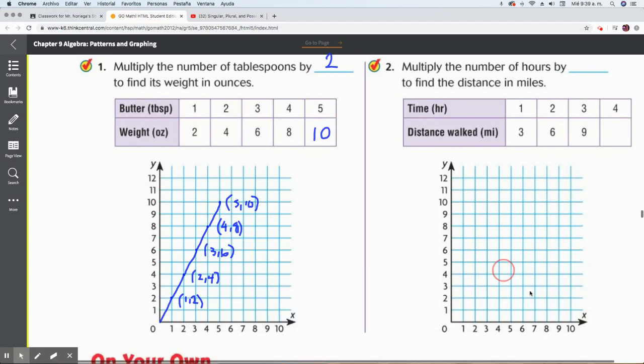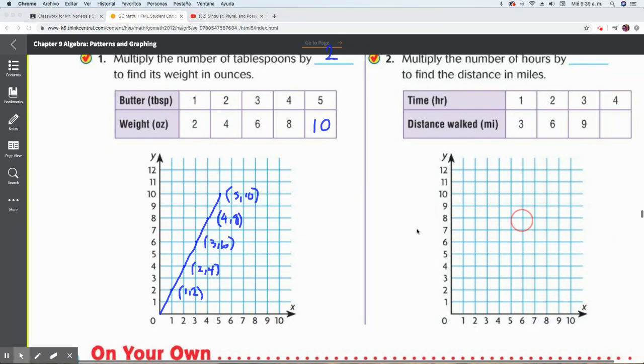Okay, number 2: multiply the number of hours by blank to find the distance in miles. So what number times 1 equals 3, what number times 2 equals 6, what number times 3 equals 9? What number times 4 equals this number? 1 times 3 equals 3, 2 times 3 equals 6, 3 times 3 equals 9. What's 4 times 3? Don't forget to write 3 right here. 4 times 3 is 12.